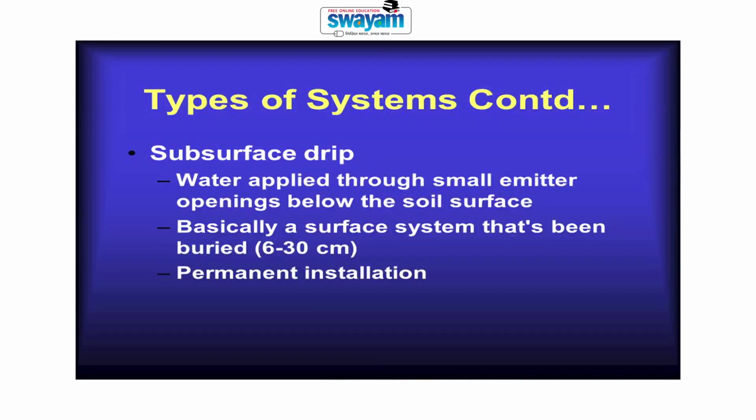In another type of system, which is a subsurface drip irrigation system, water is applied through emitters, but they are below the soil surface, and water is supplied directly to the crop root zone. It is normally buried at a depth of 6 centimeters to 30 centimeters, and this is typical of a permanent installation.